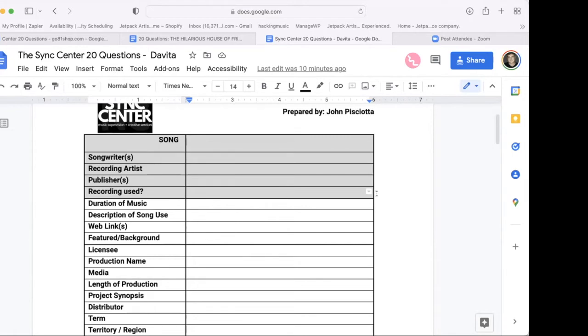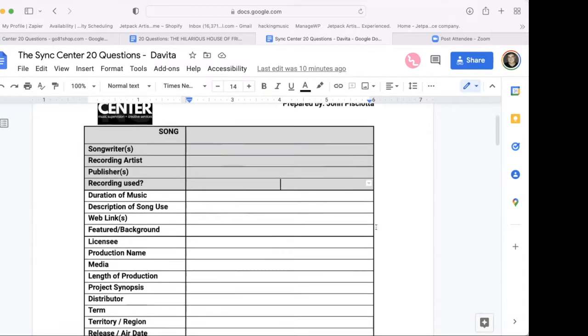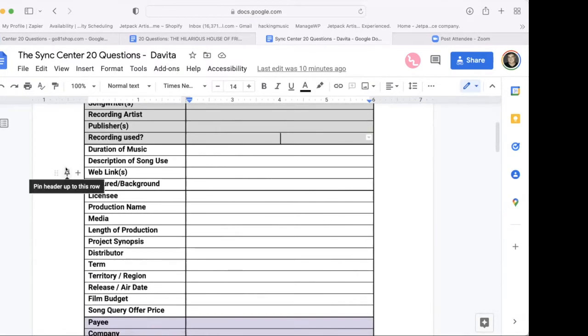So top is the song information, and then we move down to the use. So this is all the specifics about. First question is the duration of music. Is it 15 seconds or is it 3 minutes? 15 seconds is going to be more affordable than 3 minutes, right? And then a description of the song use.